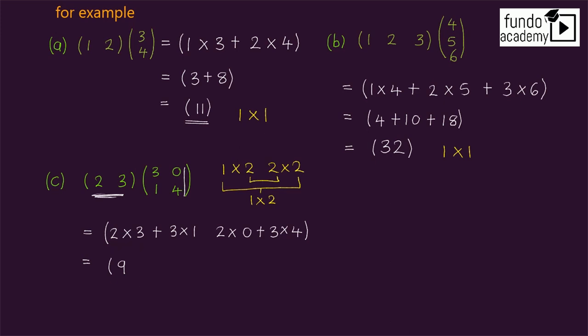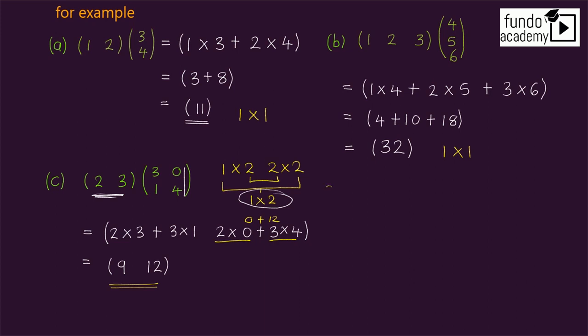And next I also simplify here. 2 times 0 gives us 0, and it's 0 plus 3 times 4, that's 12. 0 plus 12 gives us 12. So our solution, the matrix, will come out as 9, 12. And you can see here that it's really a 1 by 2 matrix. So that's the order of our result, which we have obtained. That's 9, 12.